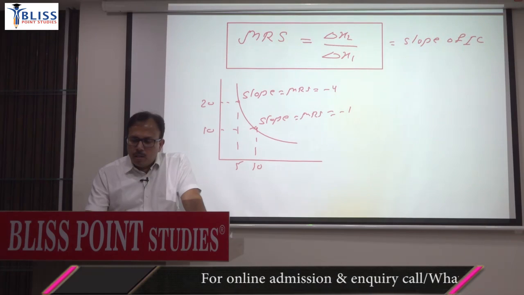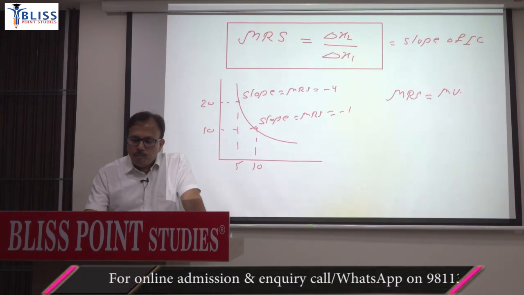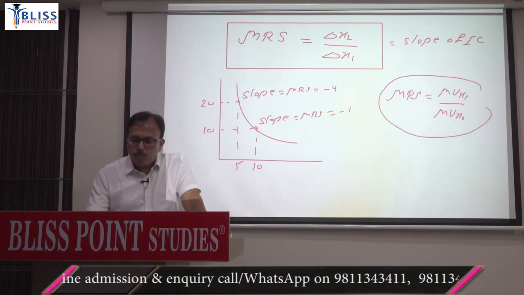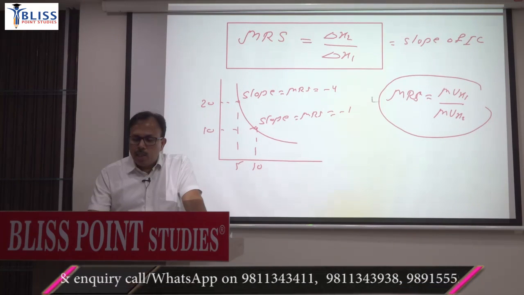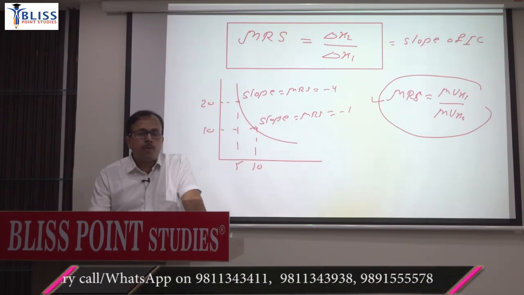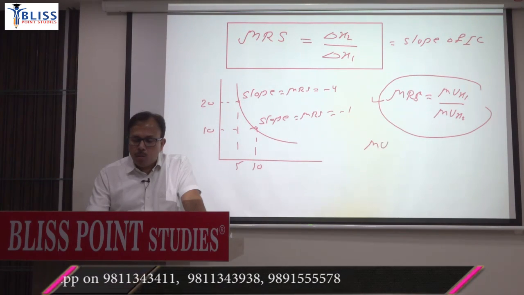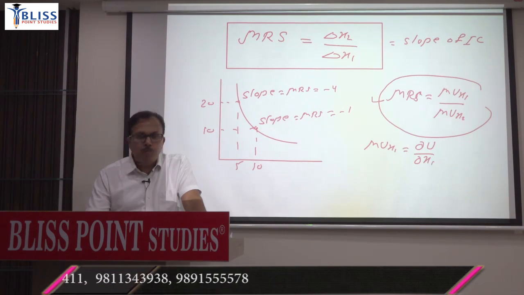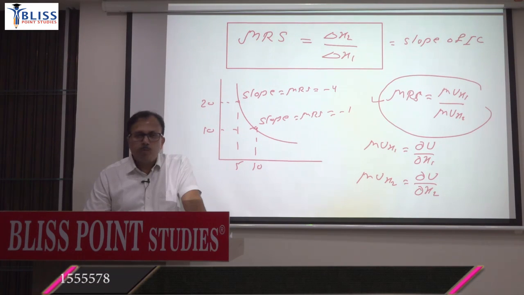And you can calculate this MRS also by taking the ratio of marginal utility of good 1 upon marginal utility of good 2. MRS can also be calculated by taking the ratio of marginal utility of goods. And how can you calculate marginal utility of good? By differentiating the function with respect to x1. Marginal utility of good 2 by differentiating utility function with respect to x2.